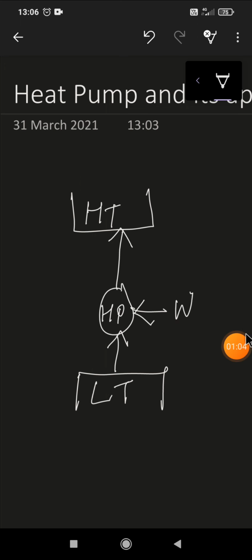Now you may be thinking, what is the difference between refrigeration and heat pump? Refrigeration also does the same thing. It takes heat from low temperature and gives heat to the high temperature. The difference between refrigeration and heat pump is the area of interest. In a heat pump, our area of interest is the high temperature source, while in refrigeration our area of interest is the low temperature zone.